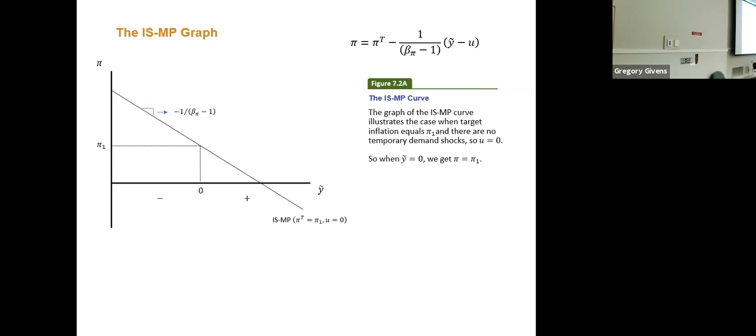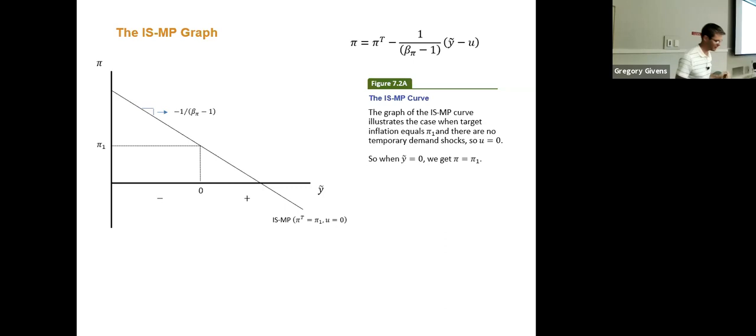What do you think happens to the ISMP curve if target inflation changes or if there is a demand shock? It causes the whole ISMP schedule to shift, just like supply shocks and changes in inflation expectations cause the Phillips curve to shift. Okay?